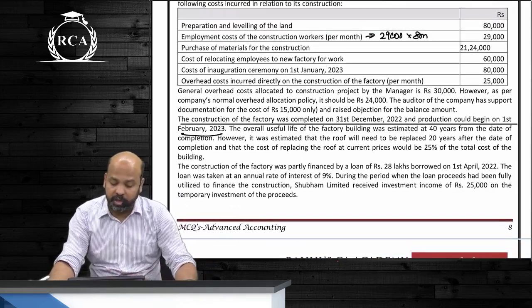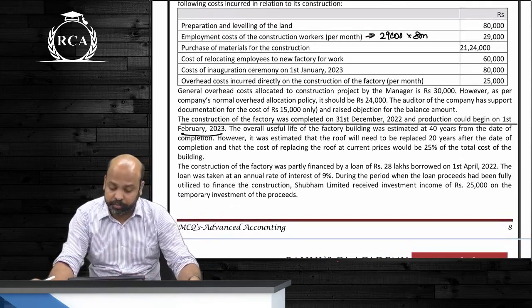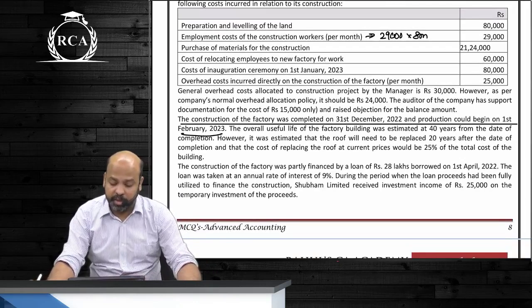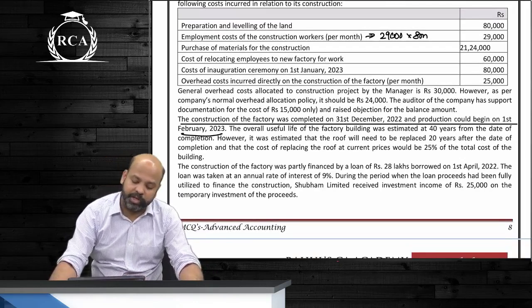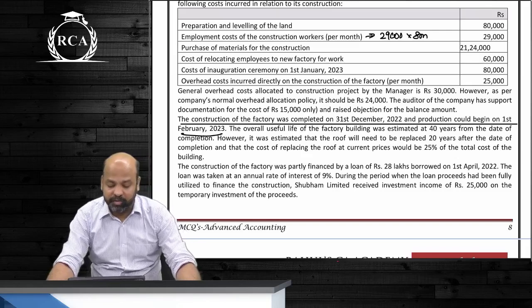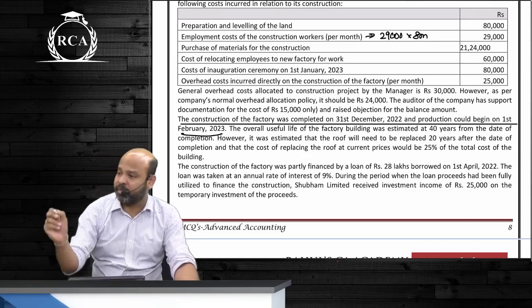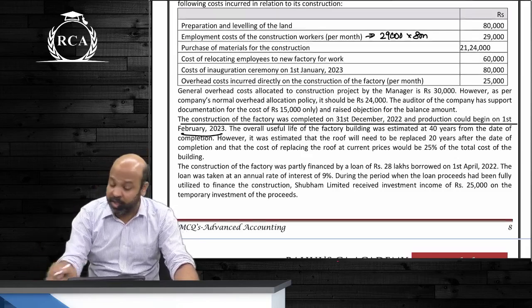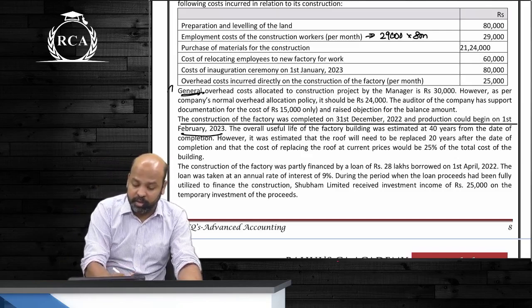Next guys, general overhead cost allocated to construction project by the manager is 30. However, as per the company's normal overhead allocation policy, it should be 24. Auditor says 15,000. Forget everything else. Write on the side: admin cost not allowed. He is saying general, right? Admin cost.